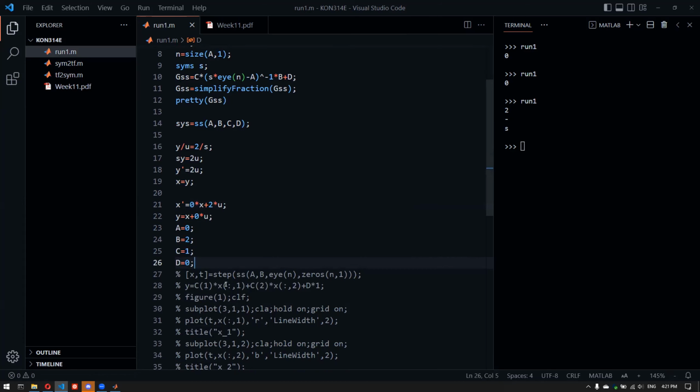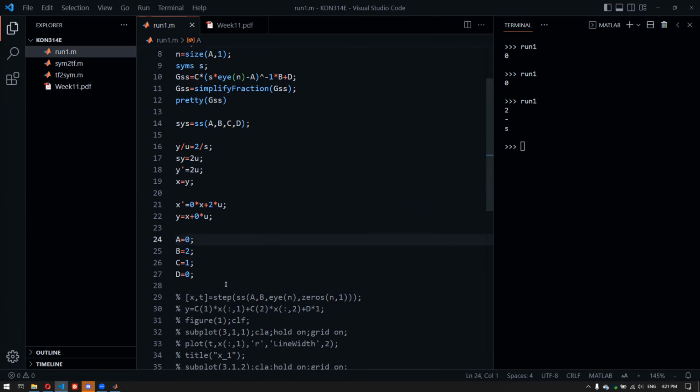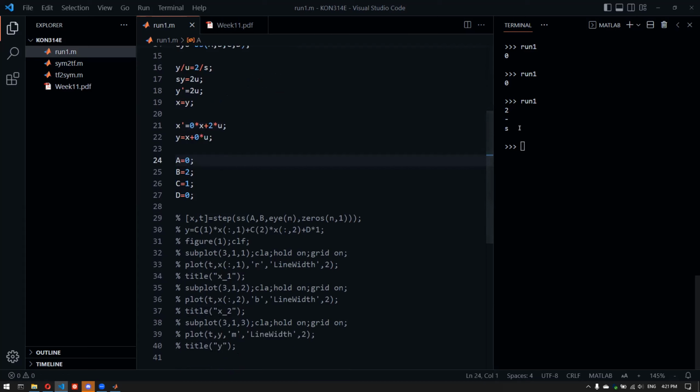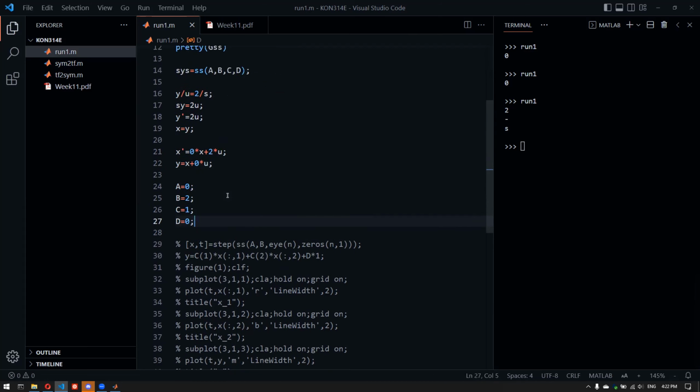Now, this one is a scalar ABCD pair. The reason for that is that the system is a first-order system. Therefore, I don't have a matrix. I have just scalars. And the same holds here. I can still have x dot equals ax plus bu, y equals cx plus du. I can still have that. So, well, I can also define the transfer function as I would do it.